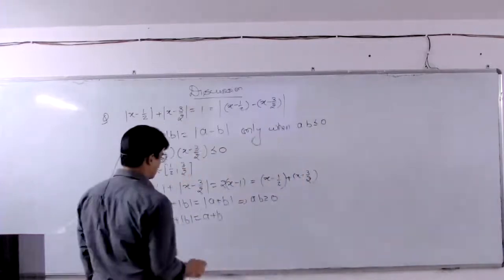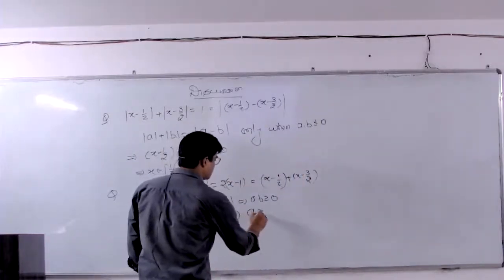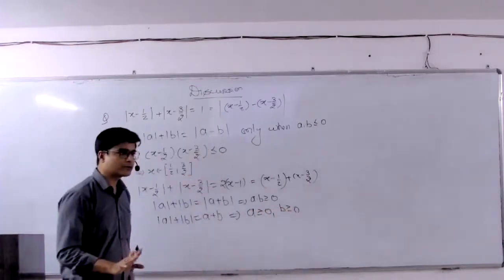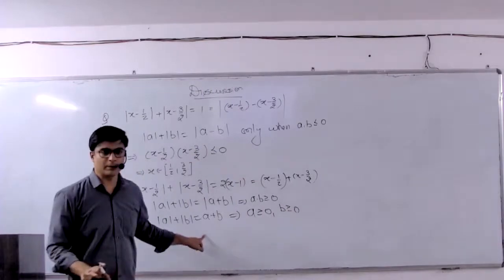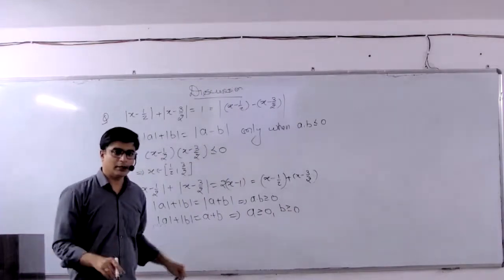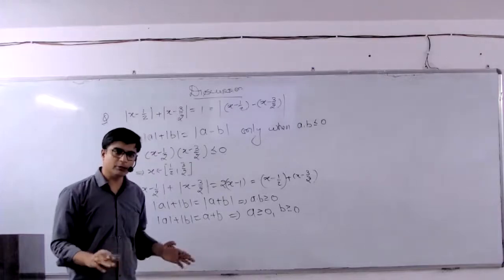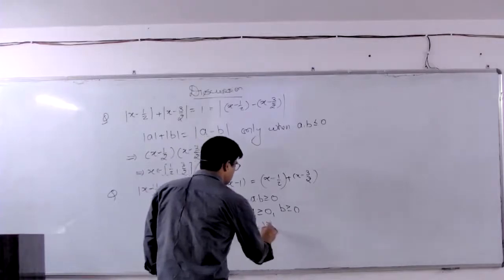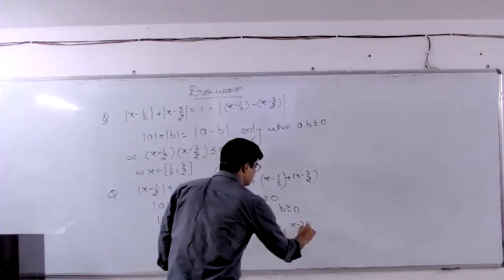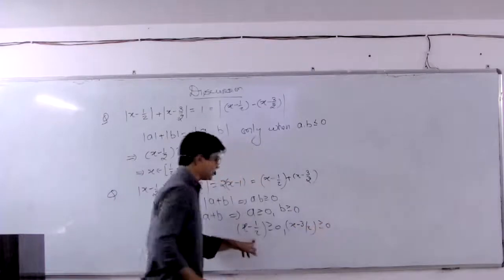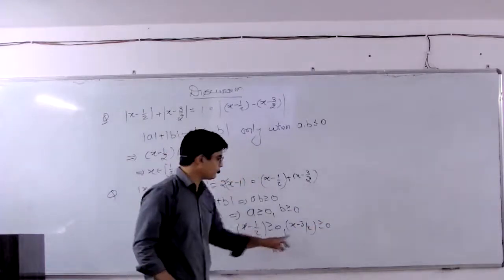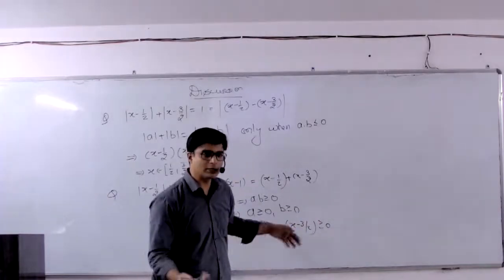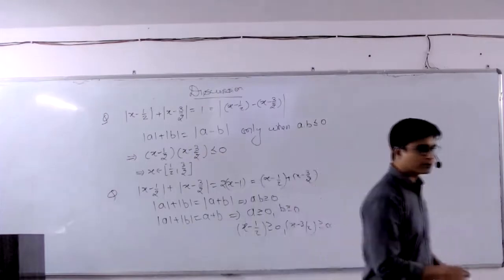Now, it is possible when A greater than equal to 0 and B greater than equal to 0. Yes or no? Do you understand? Mod of A plus mod of B equals to A plus B. This is possible only when A is a non-negative number, B is also non-negative number. That means x minus 1 by 2 is greater than equal to 0. X minus 3 by 2 is greater than equal to 0. From this, we are getting x greater than equals to 1 by 2. From this, we are getting x greater than equals to 3 by 2. If x is greater than equals to 3 by 2, then it automatically satisfies greater than equals to 1 by 2 or not. You got it?